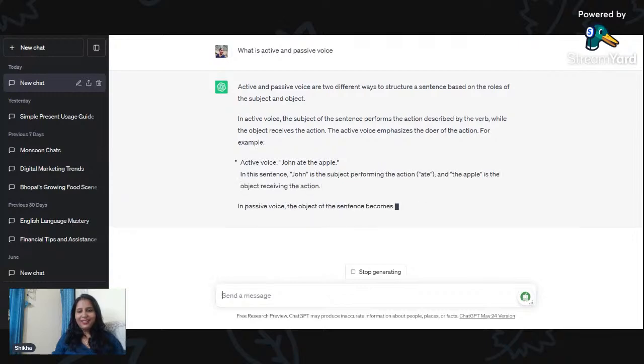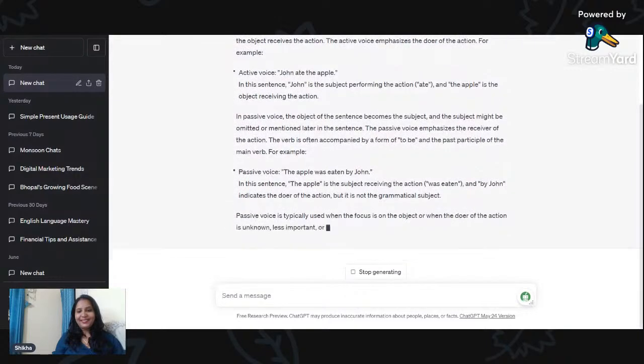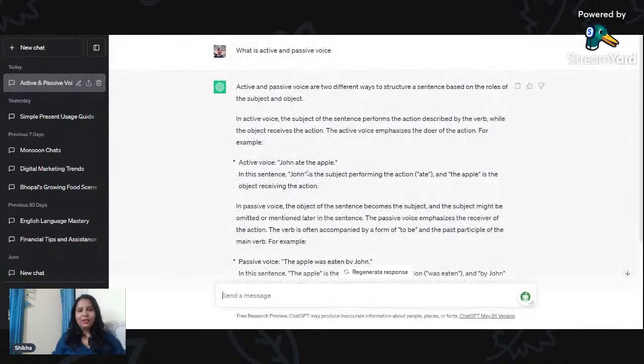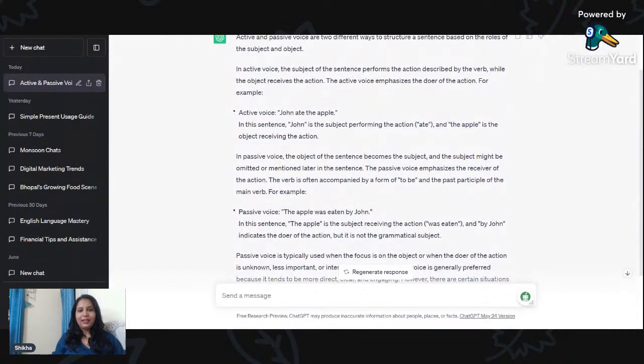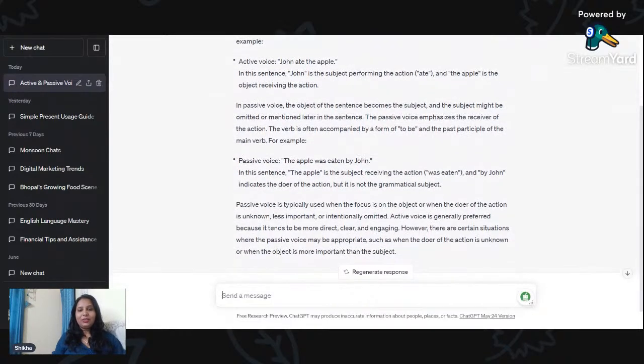So now, can you see how it is generating responses? Yes. So we are going to read this. It is telling us active and passive voice are two different ways to structure a sentence based on the roles of the subject and object. So, what is active voice? In active voice, the subject of the sentence performs the action described by the verb, while the object receives the action.